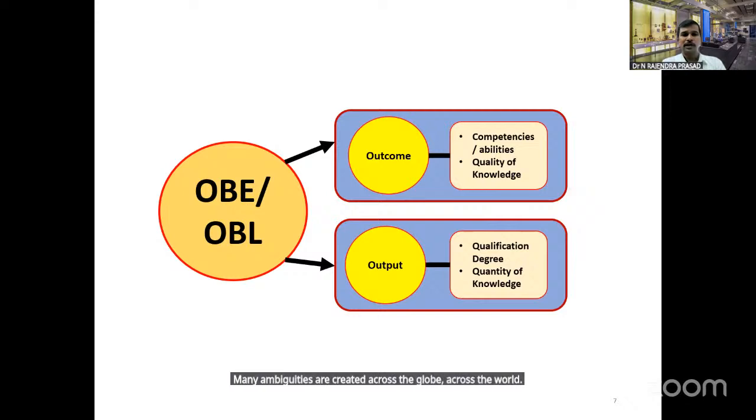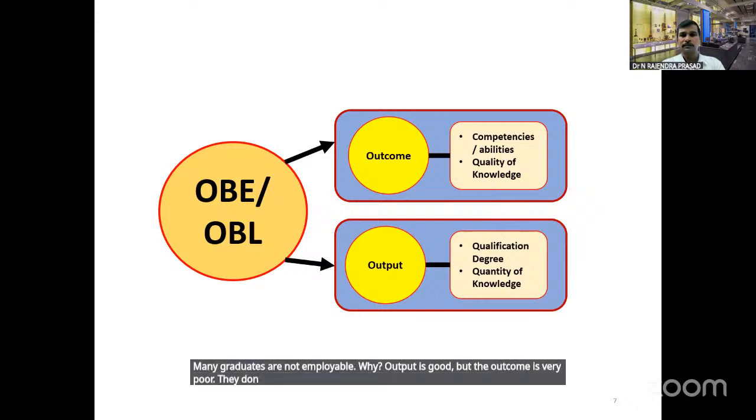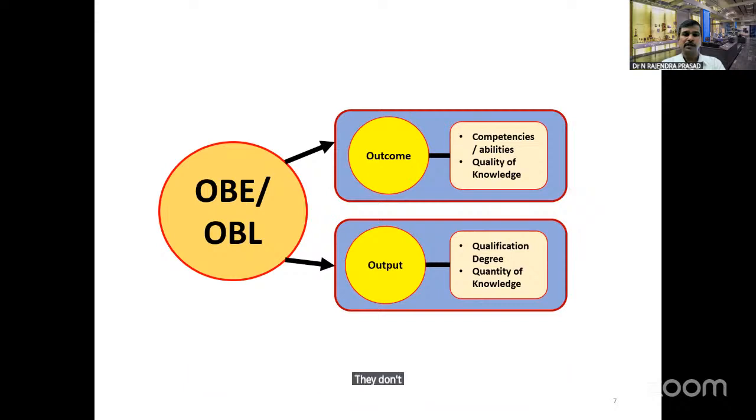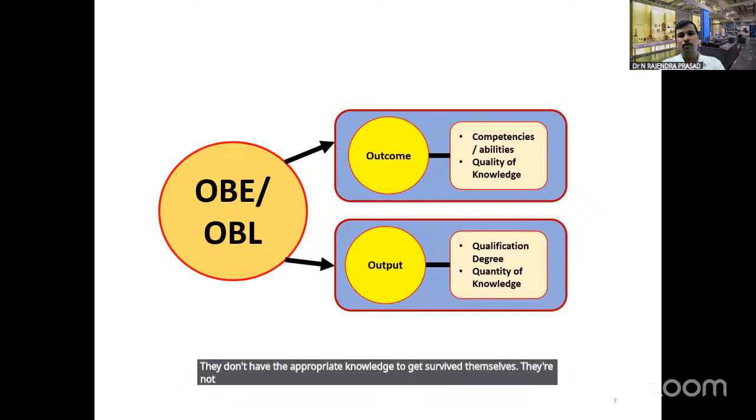Nowadays, many ambiguities are created across the globe. Many graduates are not employable. Why? Output is good, but the outcome is very poor. They don't have the skills. They don't have the appropriate knowledge to survive. They are not competent enough globally. So many graduates are not employable. Even they are not able to get shortlisted to the second round of the interview.